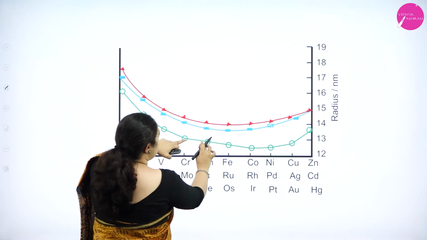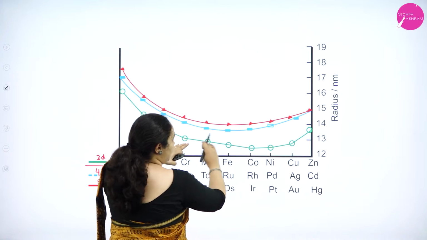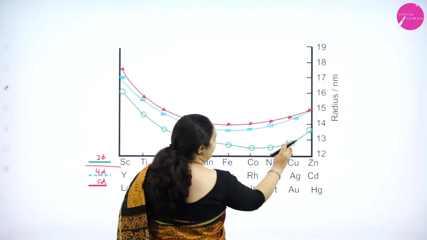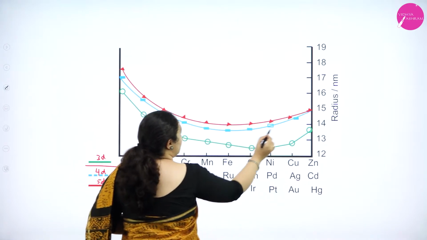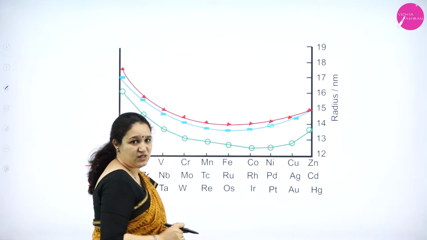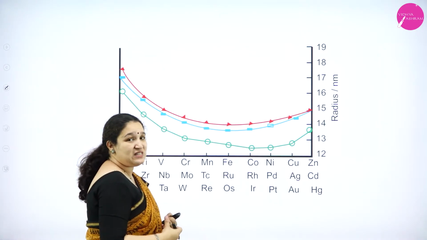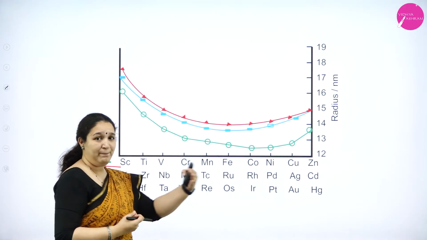After chromium, you can see the values are very close to one another. You can't see a sharp change, isn't it? Then towards the end, suddenly there is an increase in atomic size. The same happens in the 4D transition series as well as the 5D transition series. So this is the trend in the atomic radius along the period.